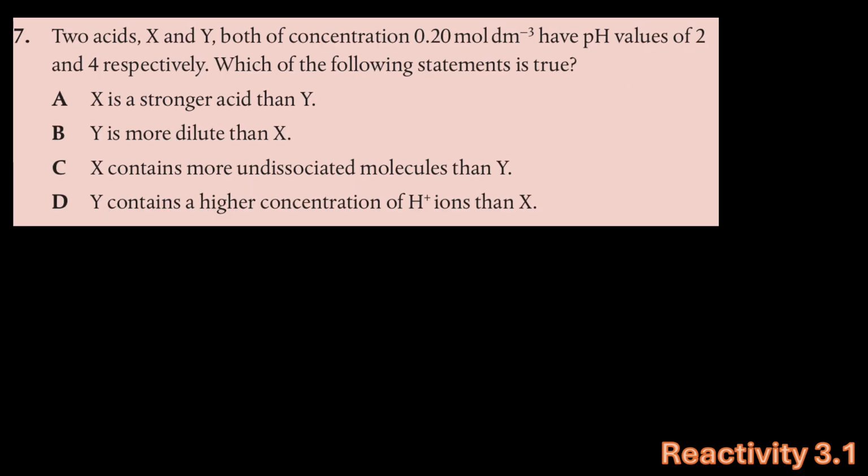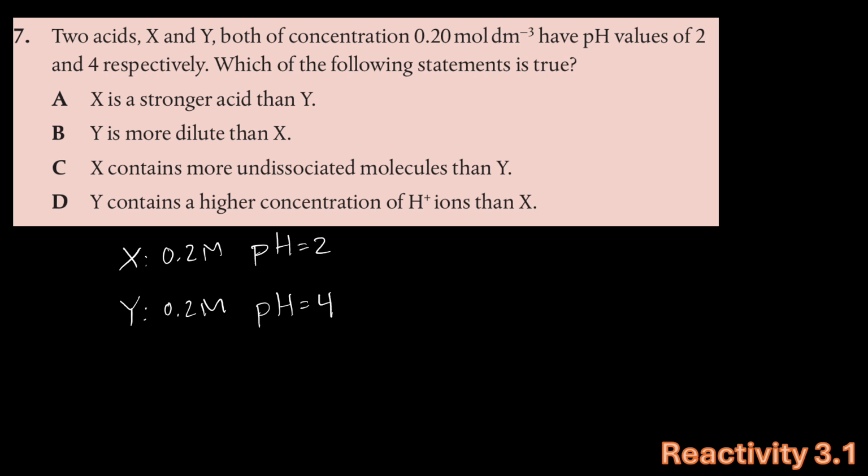Number 7 says 2 acids, X and Y, both of concentration 0.2 molar, have pH values of 2 and 4 respectively. Which of the following statements is true? So we have an acid labeled X and an acid labeled Y. They have the exact same concentrations. And the X acid has a pH of 2 and the Y acid has a pH of 4.